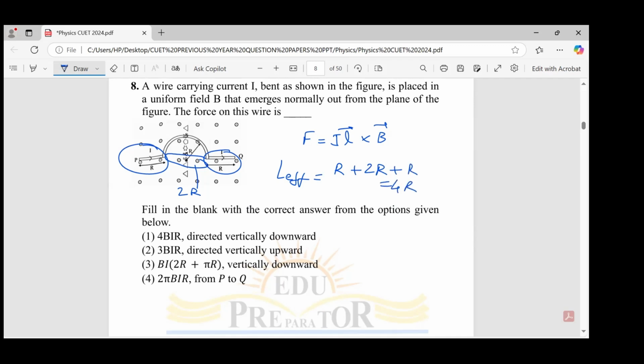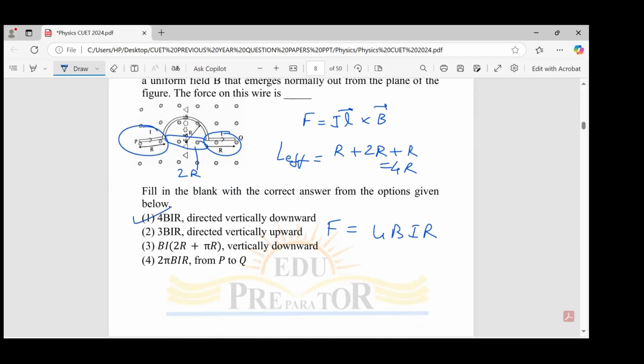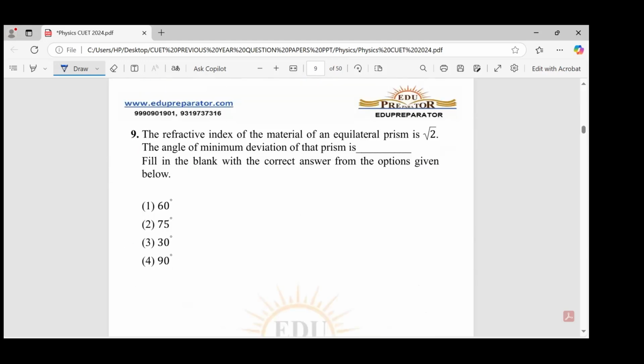As it makes 4R, we can simply have the formula for the force. That force is equal to 4BIR, right? And we can apply Fleming's rule, so we find that this is the correct option. Then let's move to question number 9.